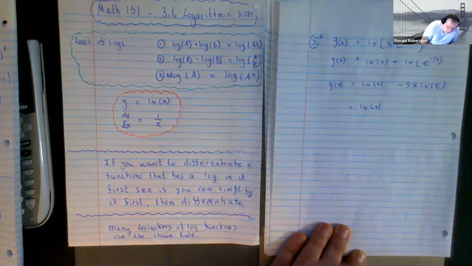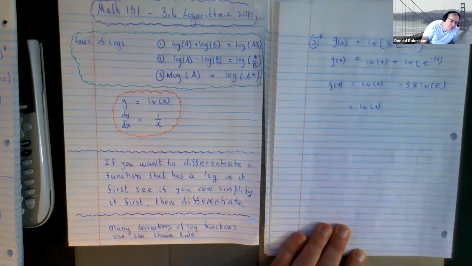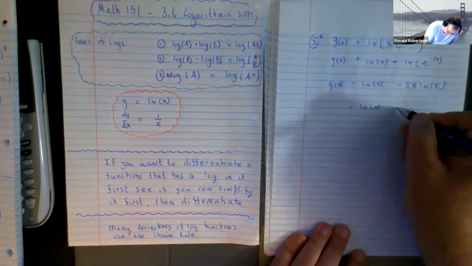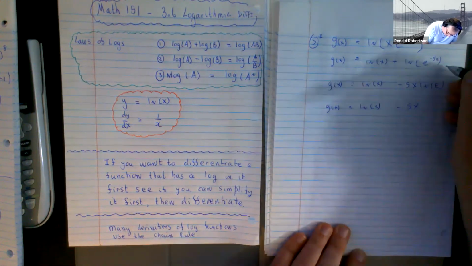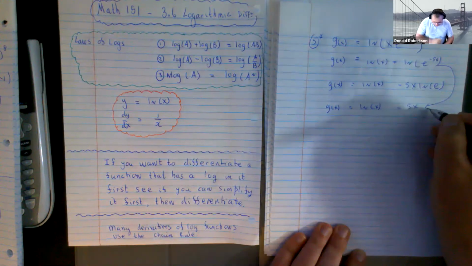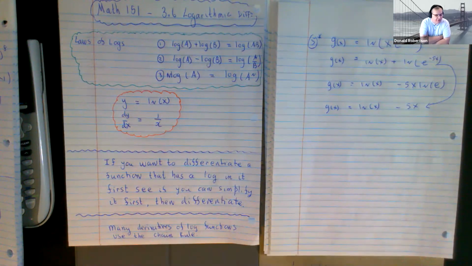Does anybody know what number the natural log of e is? 1. So isn't that -5x times 1? Isn't that -5x? Some of you, for instance, might have known that the natural log of e to the -5x is just -5x and did that right away.